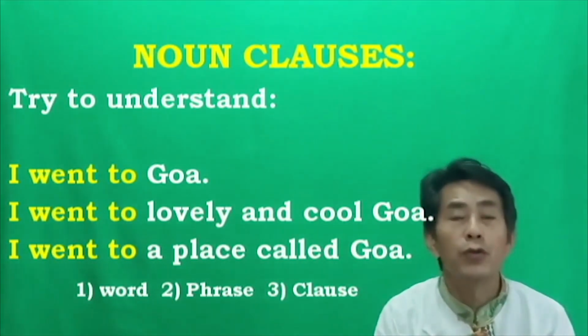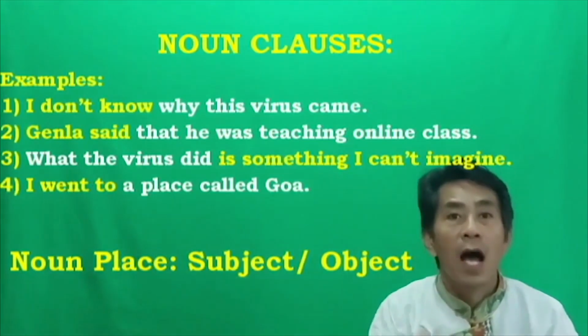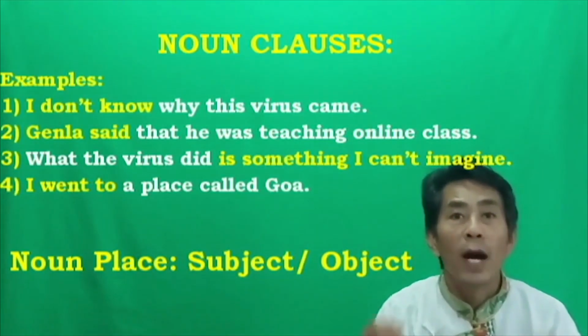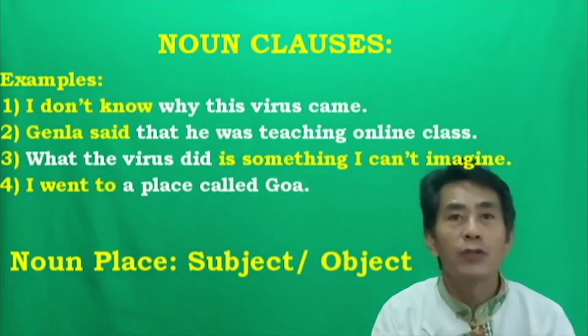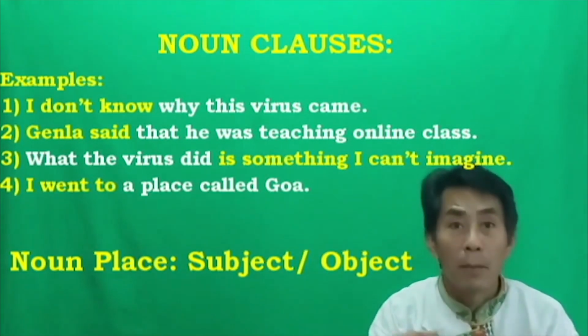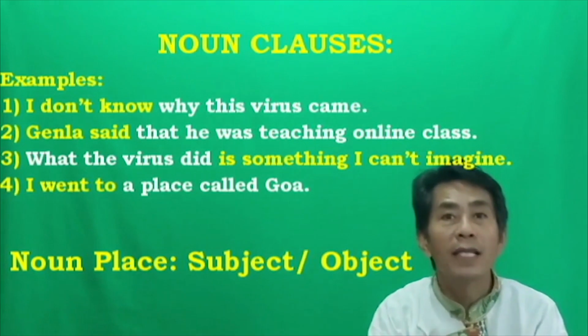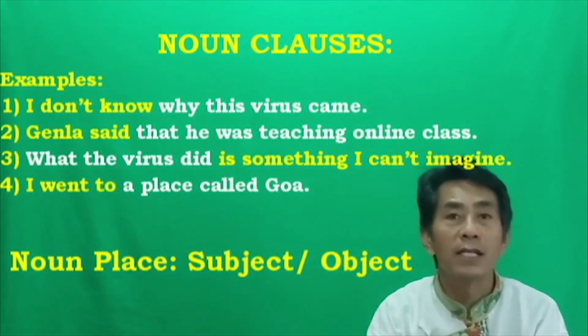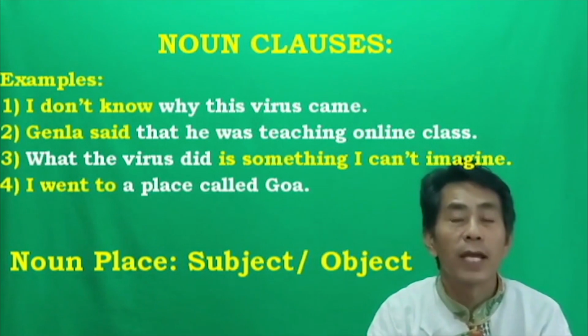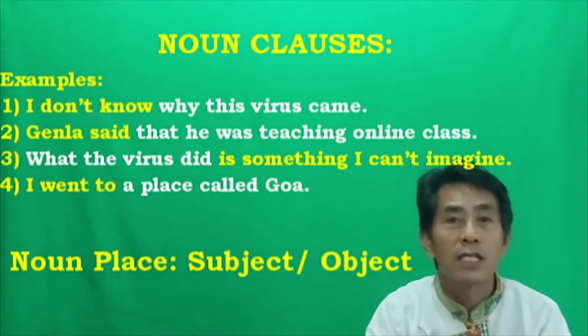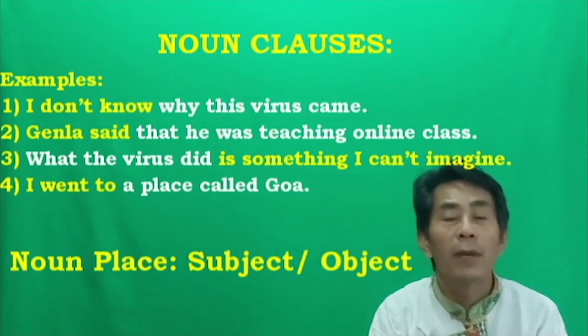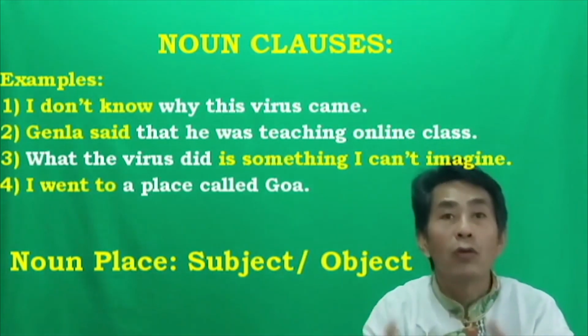Now let us start the noun clause. Look at these sentences. First one: I don't know why this virus came. I don't know is a main clause because it makes full sense. Now look at the next clause: why this virus came. This is a clause. What type of clause is this? This is a noun clause, because it is staying at the noun's place.